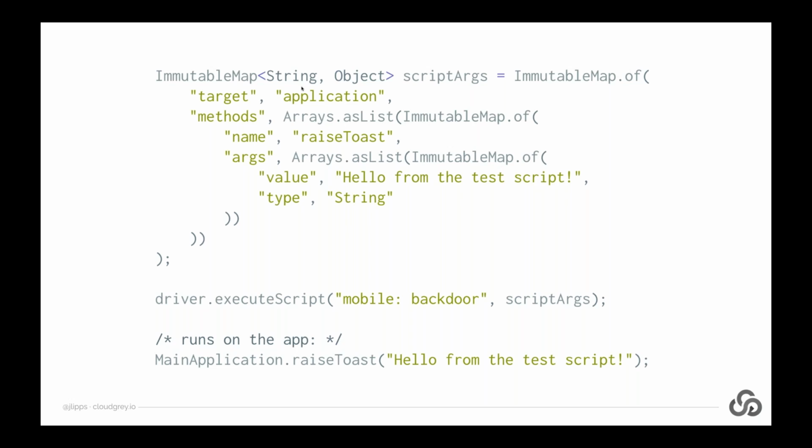If you look down at the very bottom line, you'd see what we would write in Java if we were writing code inside of the application that leverages this raisetoast method. We'd be calling the raisetoast method on the main application Java class, and we'd be calling it with this string argument. So the script args variable above is just our way of encoding all of that information to pass it to Appium so that it can then call it within the Espresso context.